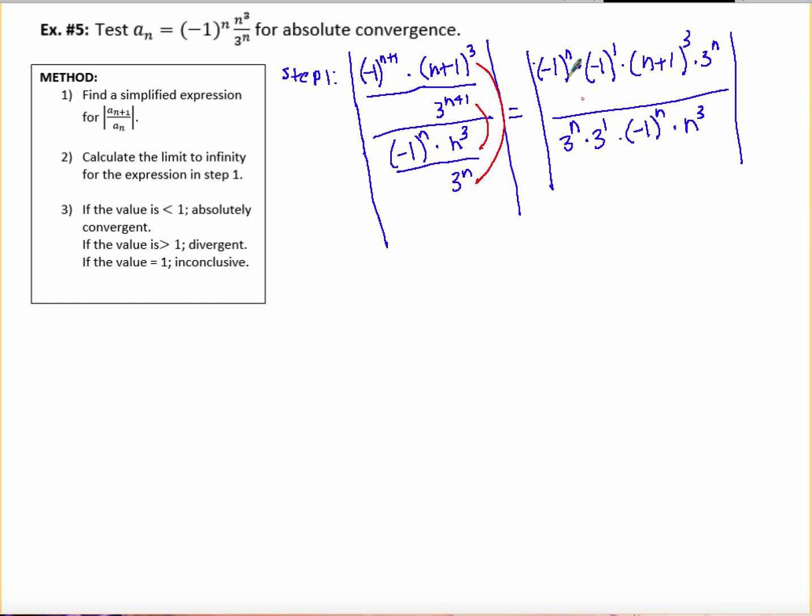Oh, did you guys see this? These are going to cancel out. I love the ratio test. And let's see. Ooh, I got a 3 to the n power on top and bottom. That is also going to reduce. Let's see what I have here.